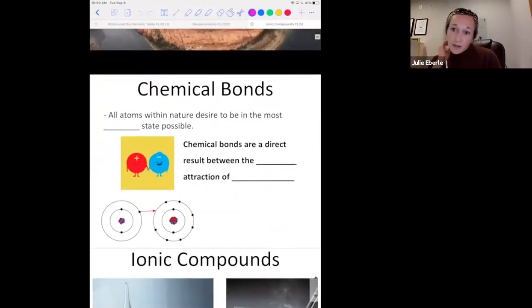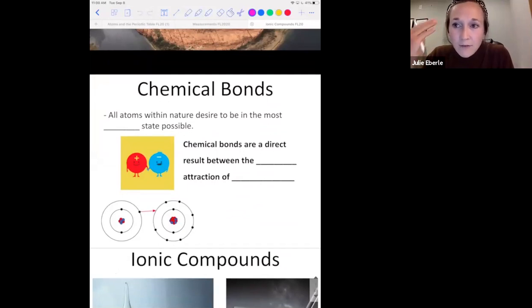Okay, let's talk about chemical bonds. So what have we talked about so far? We talked about matter, how to classify matter as a pure substance or a mixture. You need to know that for the exam. There's two kinds of mixtures. We've talked about atoms, how they're structured. We have talked about prefixes and conversion problems.